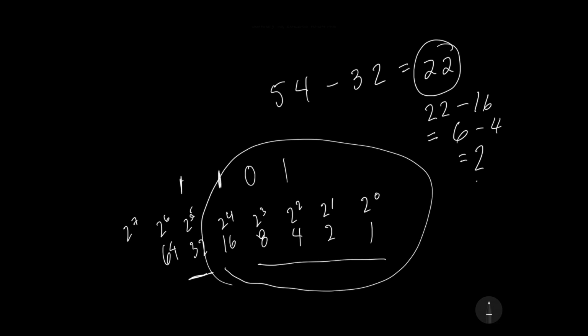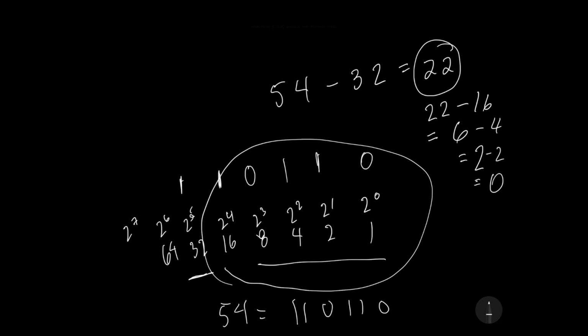Now we've only got 2 left, and so we can just put a 1 right here to account for the 2. And we can put a 0 right here, because 2 minus 2 equals 0, so we're pretty much done. So that means that 54 is going to be equal to 1, 1, 0, 1, 1, 0. So that's how you convert from denary to binary.